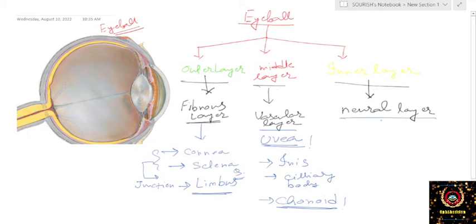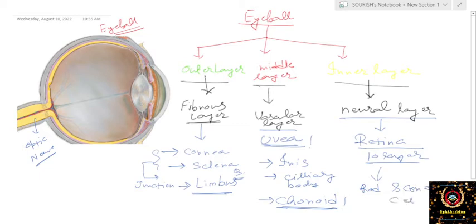Now the last layer is called retina. It consists of 10 layers. It's a neural layer, so there is neural tissue here which accumulates and forms the nerve. And which nerve? Optic nerve. Okay, this is the optic nerve. We'll go to the details later. And in this layer there are rod and cone cells, which help in vision.